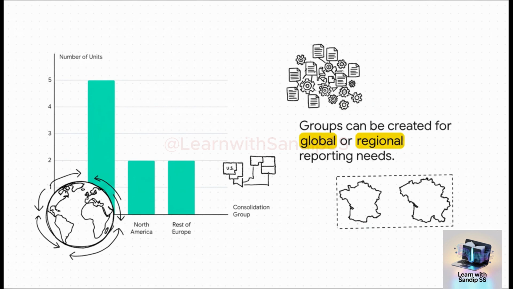And this is where the real flexibility comes in. You could create a world group that includes all 5 of our example units for a big global report. Or maybe you just want a North America group with just the US and Canada, perfect for analyzing regional performance. Or how about a rest of Europe group for a specific tax filing? The point is, you build the groups you need for whatever financial story you want to tell.